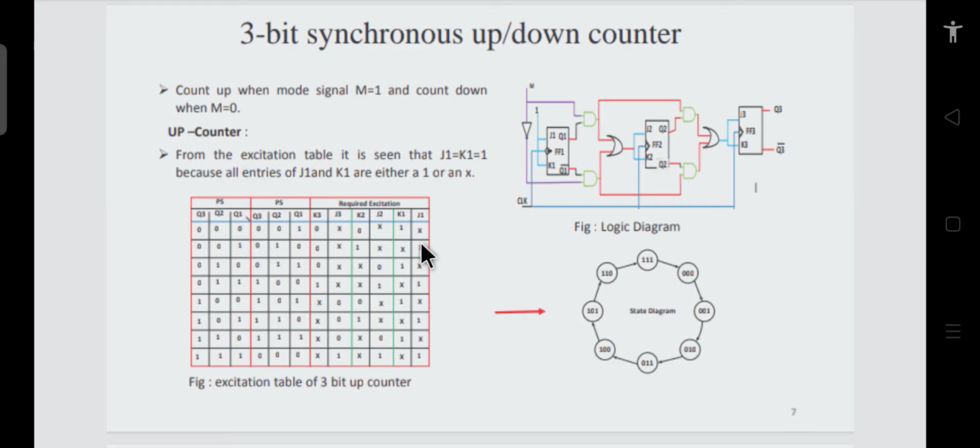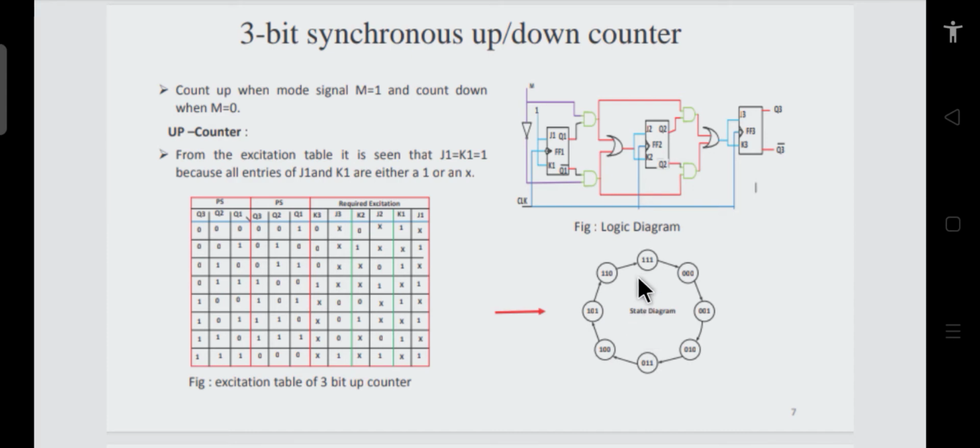So let's suppose I want to design an up counter only, which can count from 0 up to 7, so from 000 to 111. So 8 counts are there. From 0 to 7, you will see there will be 8 counts. So this is the state diagram. Let's say first we draw the state diagram for this.